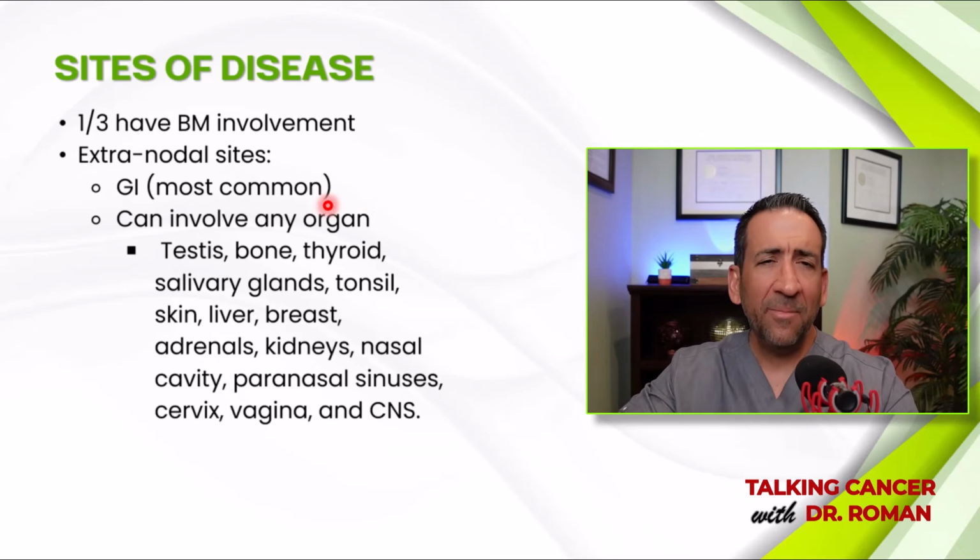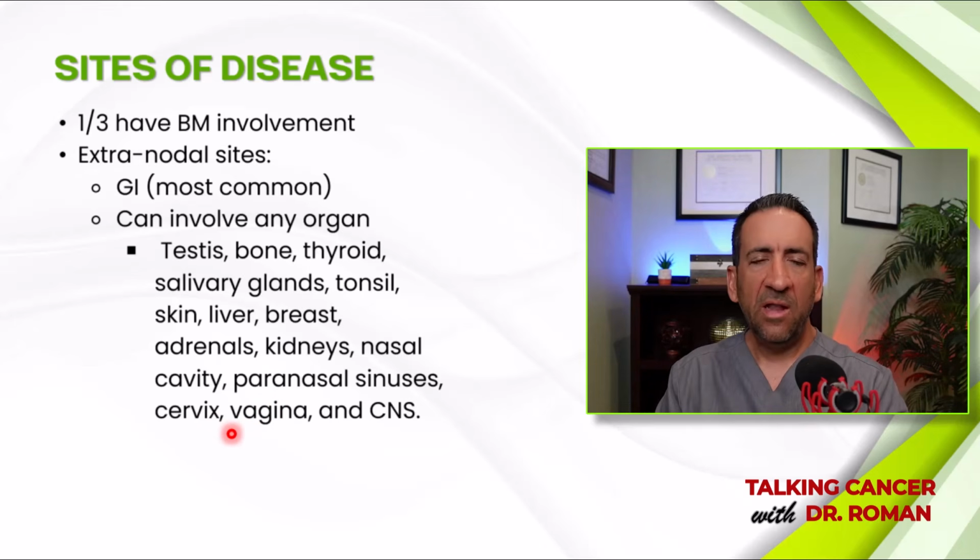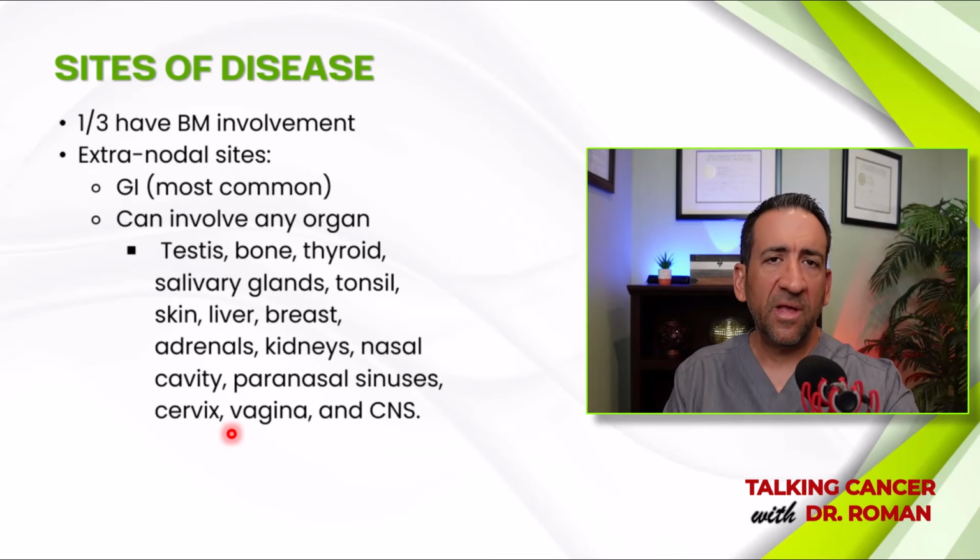You can also develop it in almost any organ, your testicles, bone, thyroid, salivary glands, tonsils, skin, liver, breast, adrenal glands, kidneys, your vagina, cervix. I mean, lymphoma can start and grow anywhere. So that's why it's very important that whenever they tell you you have a mass or you have a tumor somewhere, they have to exclude the possibility of a lymphoma.